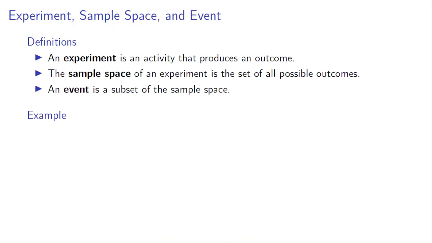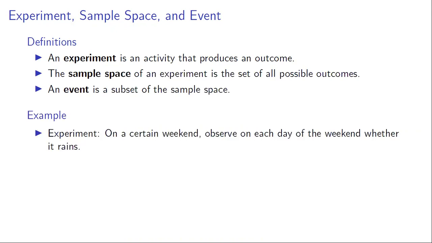Okay, here's an example. An experiment might be that on a certain weekend, we observe on each day of the weekend whether it rains. Okay, so that's the experiment. Does it rain on Saturday and does it rain on Sunday? That's what we observe. So the sample space here would be all possible outcomes.